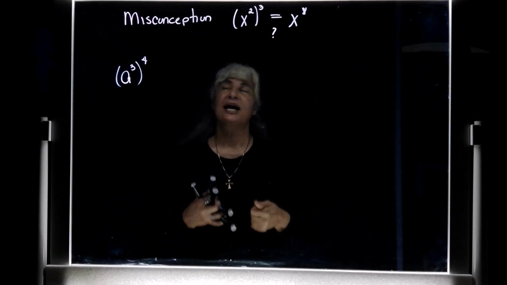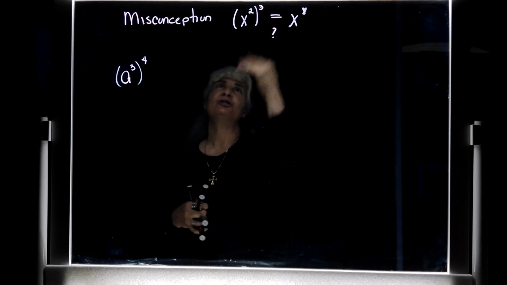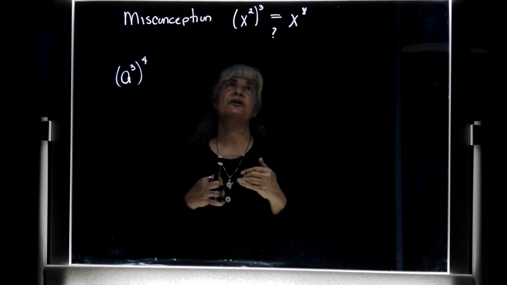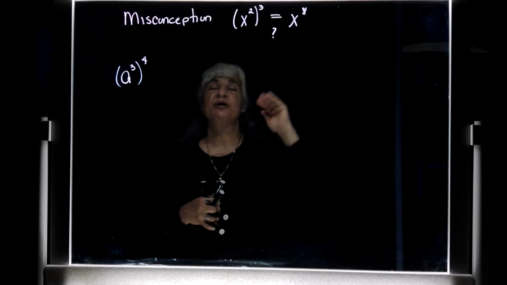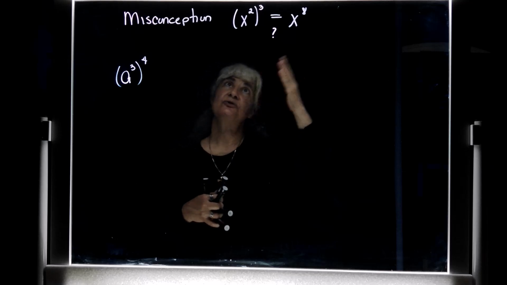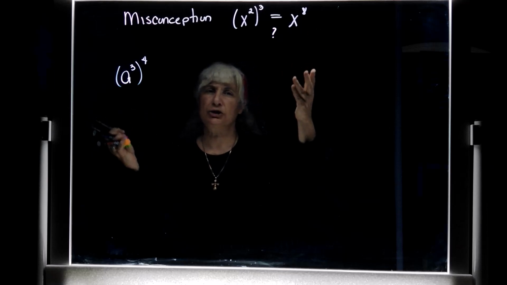Okay, let's talk about this misconception. Some people take a look at this and they say x squared to the third power. So they think that 2 is being raised to the power of 3, and 2 raised to the power of 3 is 8. So let's see if this is true or not.